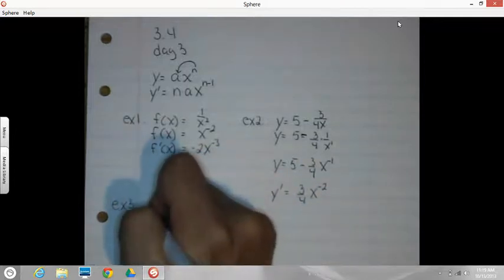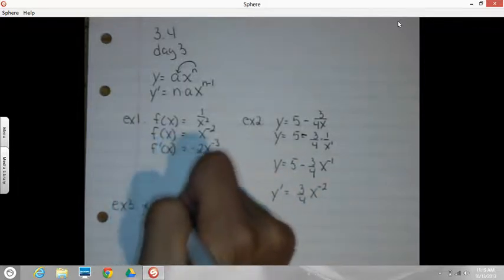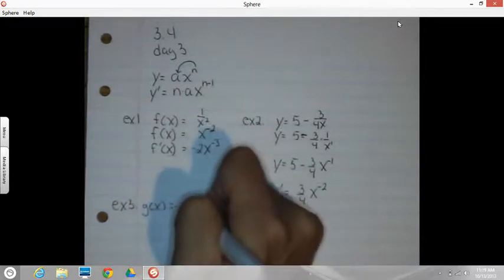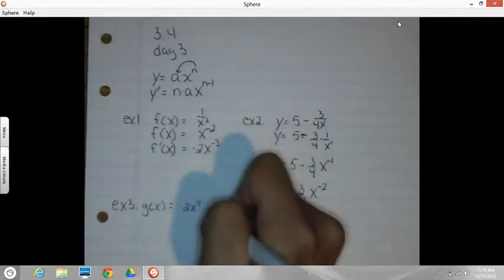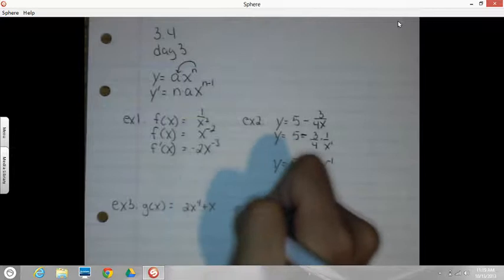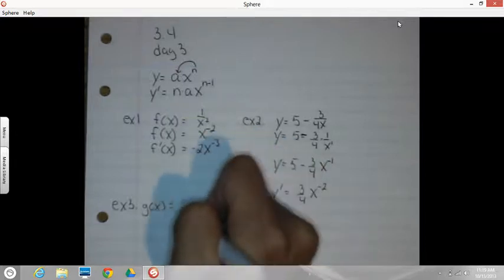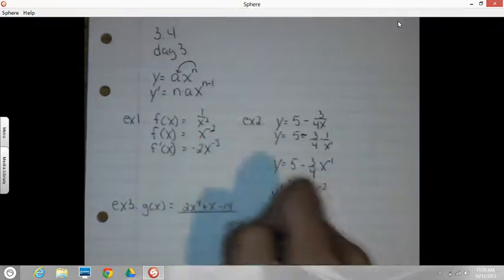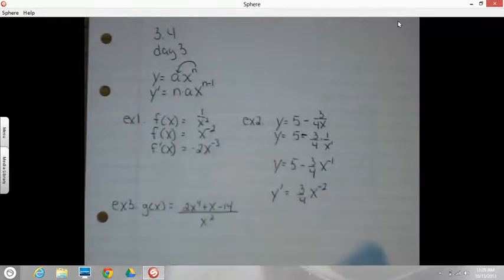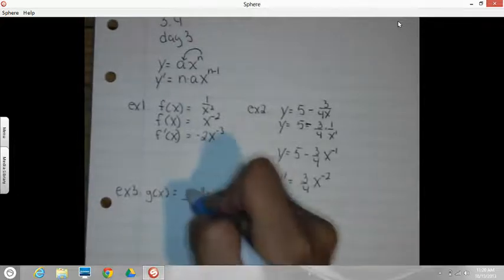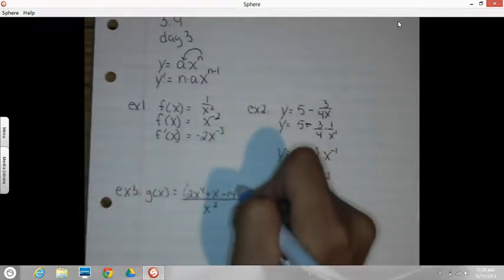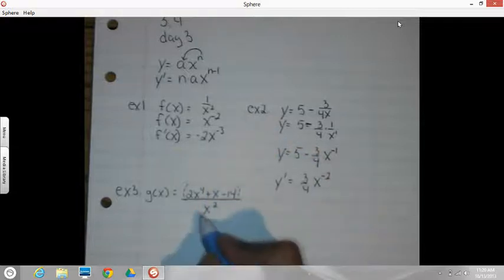Let's go g of x equals 2x to the 4th plus x minus 14 all over x squared. Okay, again, we can't have this x down in the bottom here. And what we basically have are parentheses that are kind of hidden. We've got to be able to get rid of those parentheses, and we get rid of it by distributing this x squared into all of them.